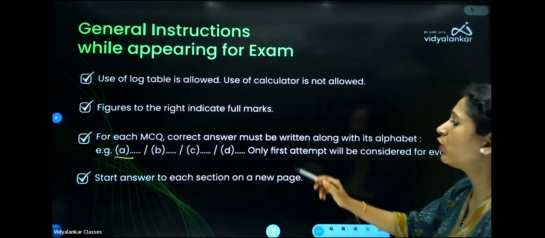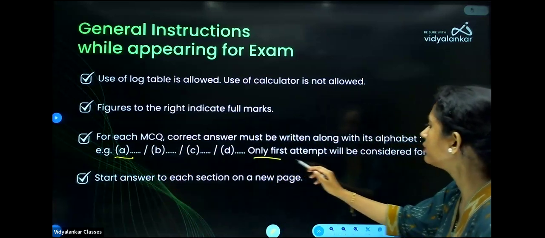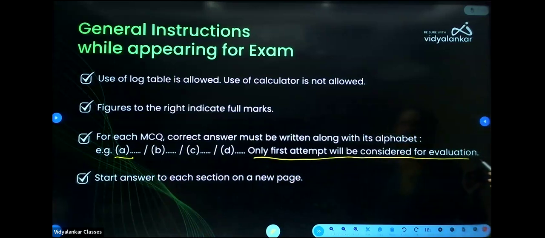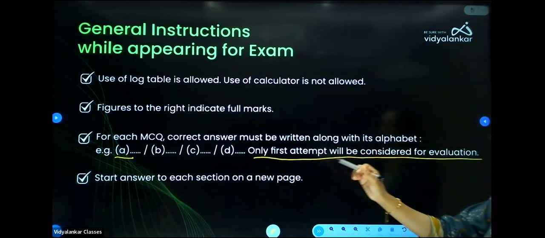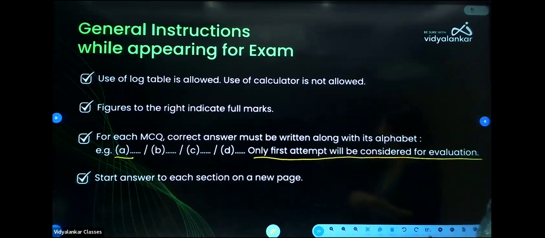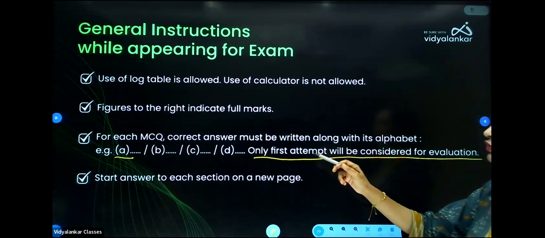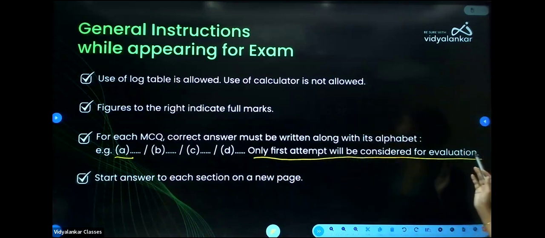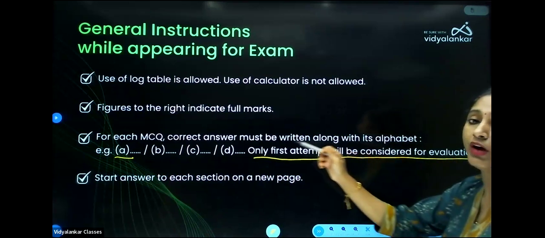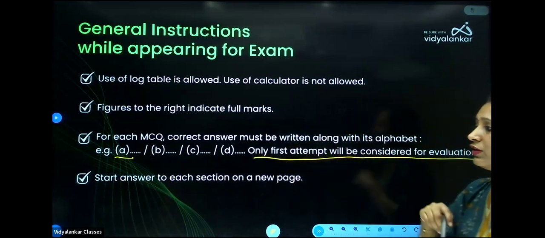And one more important thing, only the first attempt will be considered for evaluation. So please first confirm the answer. If you find that you are correct, then only write the answer. Do not rewrite it, as you will lose your marks. So only the first attempt is considered for evaluation. Be careful while giving your attempt for MCQs.